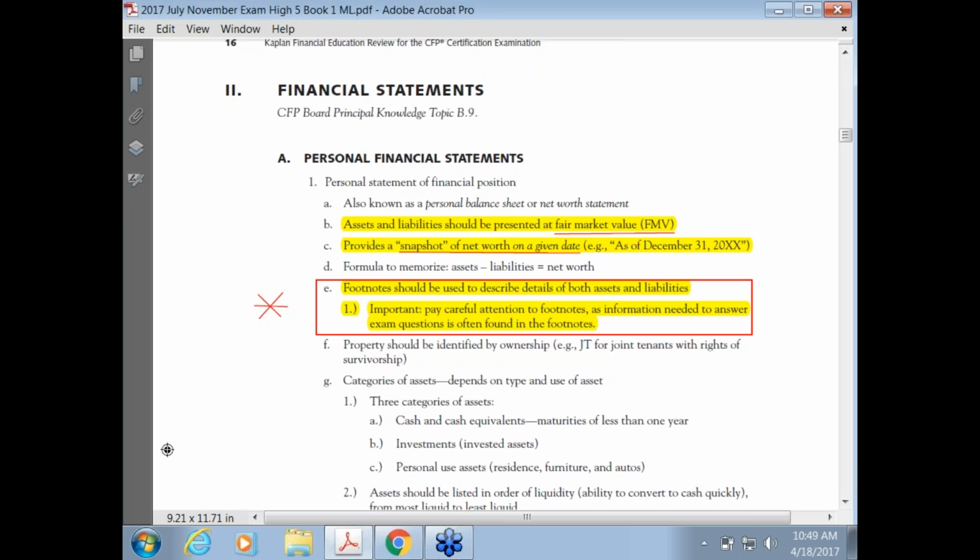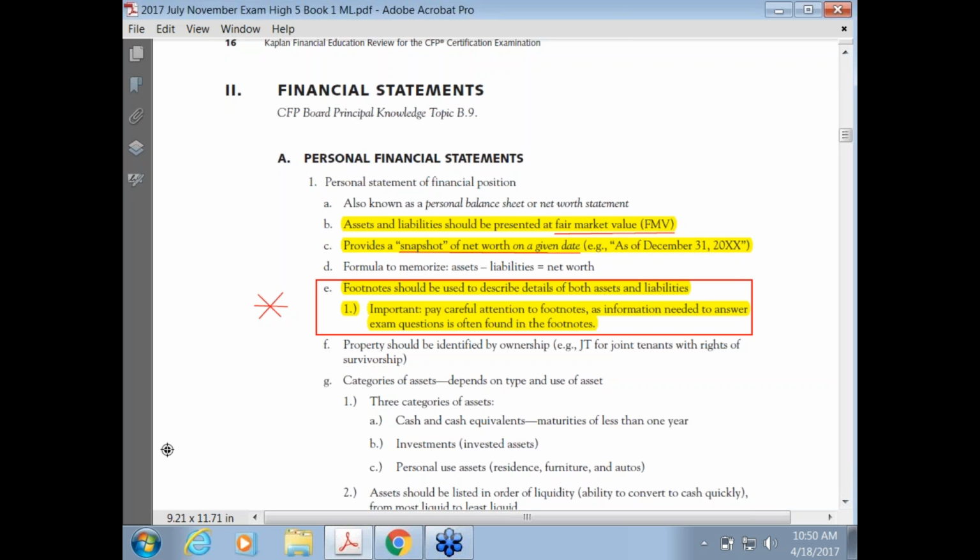The first thing I've starred here in this book is footnotes. Footnotes can be sneaky on the CFP exam. You want to always be sure to get into the footnotes, because CFP Board likes to put keys to questions sometimes down in the footnotes. So make it a habit as you start to work through these books to get into the footnotes. And I like to always say, with the mindset of, why would they be telling me this? Why would they have that footnote in there, and what kind of question could come from it? And you'll get a lot of practice with this.